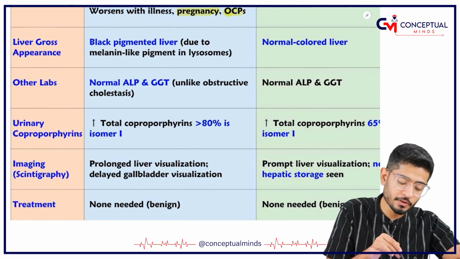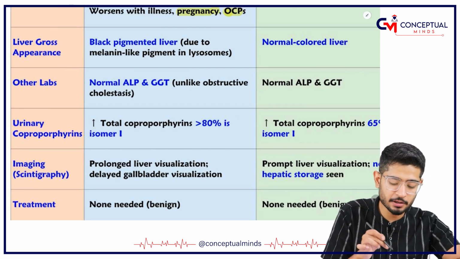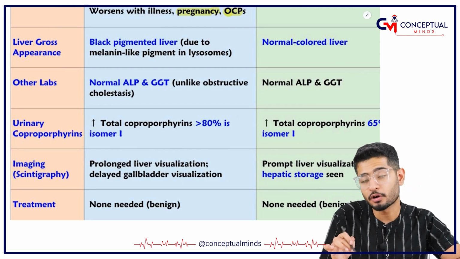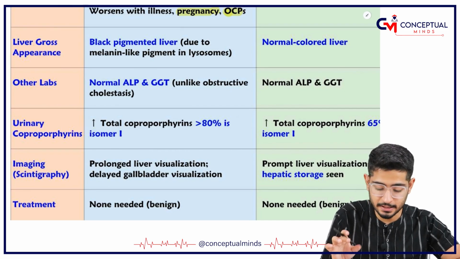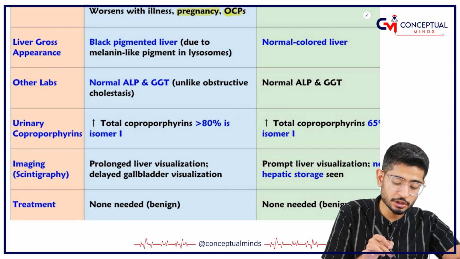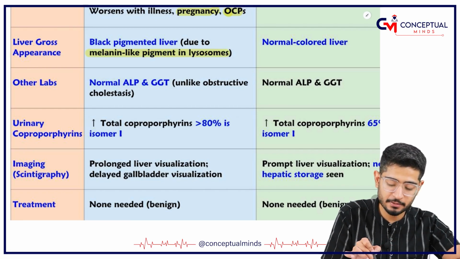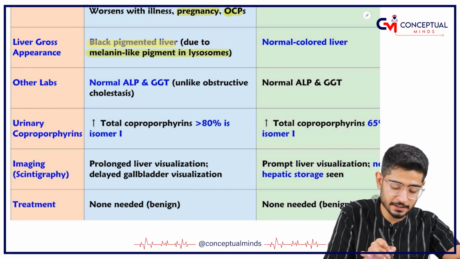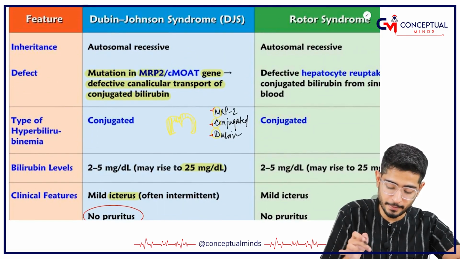But what happens now is that because a lot of conjugated bilirubin is there inside the liver, this also leads to the production of a lot of melanin-like material in the lysosomes, and that is why the liver is going to be black.